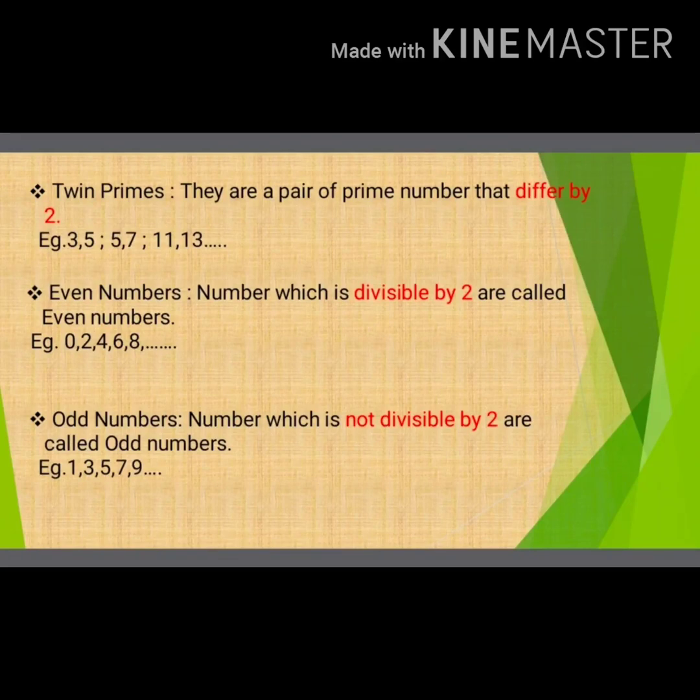The other example is 5, 7. Here again the difference is 2. 11, 13, difference is 2. So this kind of pair are known as twin prime numbers.